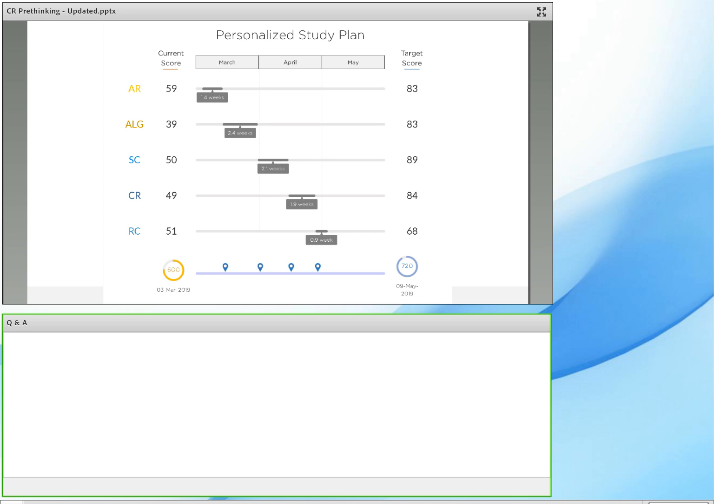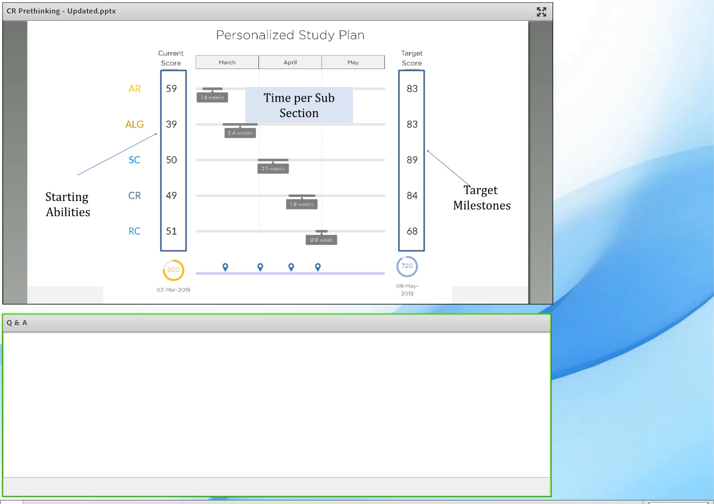It then defines how much time you would need to get to that score. What you see on the left-hand side are your starting abilities, on the right-hand side are your target milestones, and the amount of effort you need over there. So when you see this, your entire GMAT journey is essentially a neatly laid out plan. It's as if you're looking in a crystal ball.